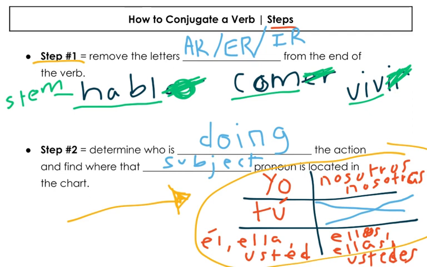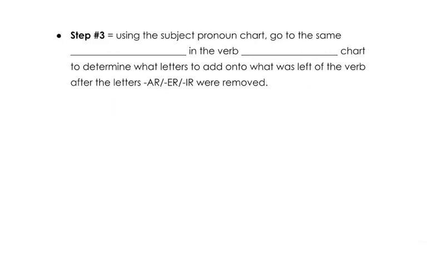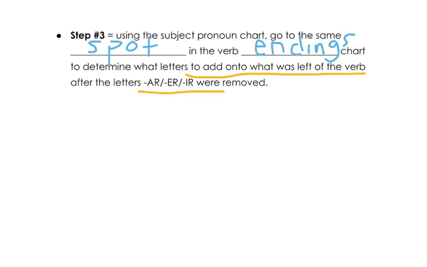All right? Let's move on to the final step. All right, final step. Step 3. Using the subject pronoun chart, which is that chart that we just drew on the last page, you need to go to the same spot in the verb endings chart, and you do this to determine what letters you need to add on to what was left of the verb after you took off the letters AR, ER, and IR. Sorry, I got cut off again.